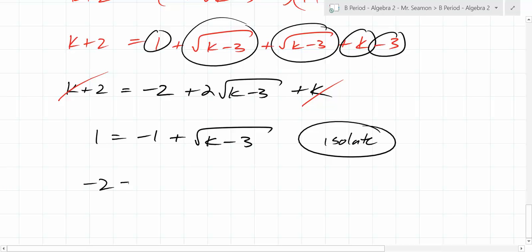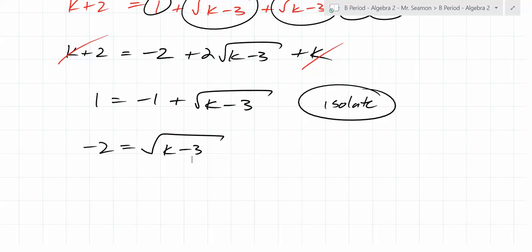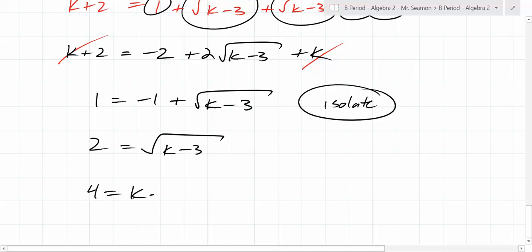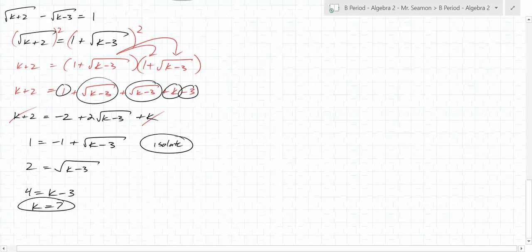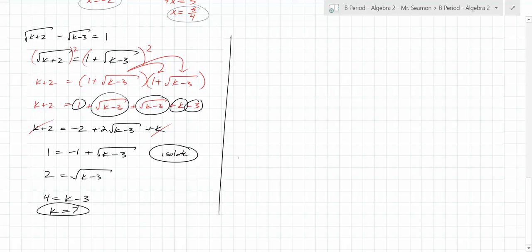Yeah, so you get negative 2 is equal to this. Oh, I can almost do basic math. Almost, kids. What do I do to both sides? 4 is equal to? So what does k equal? 7. Now, what do you do once you have that 7? You plug it in over there.